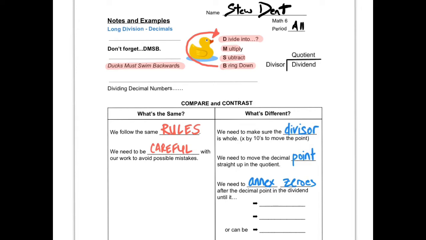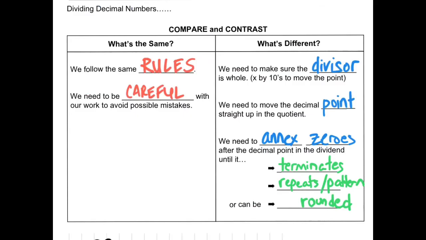And there are three things that might happen after annexing zeros. I could get a decimal that stops or terminates. I could get a decimal number that repeats a pattern. Or I will get a decimal that goes on forever and needs to be rounded. And we'll touch base on these differences as we do our examples.